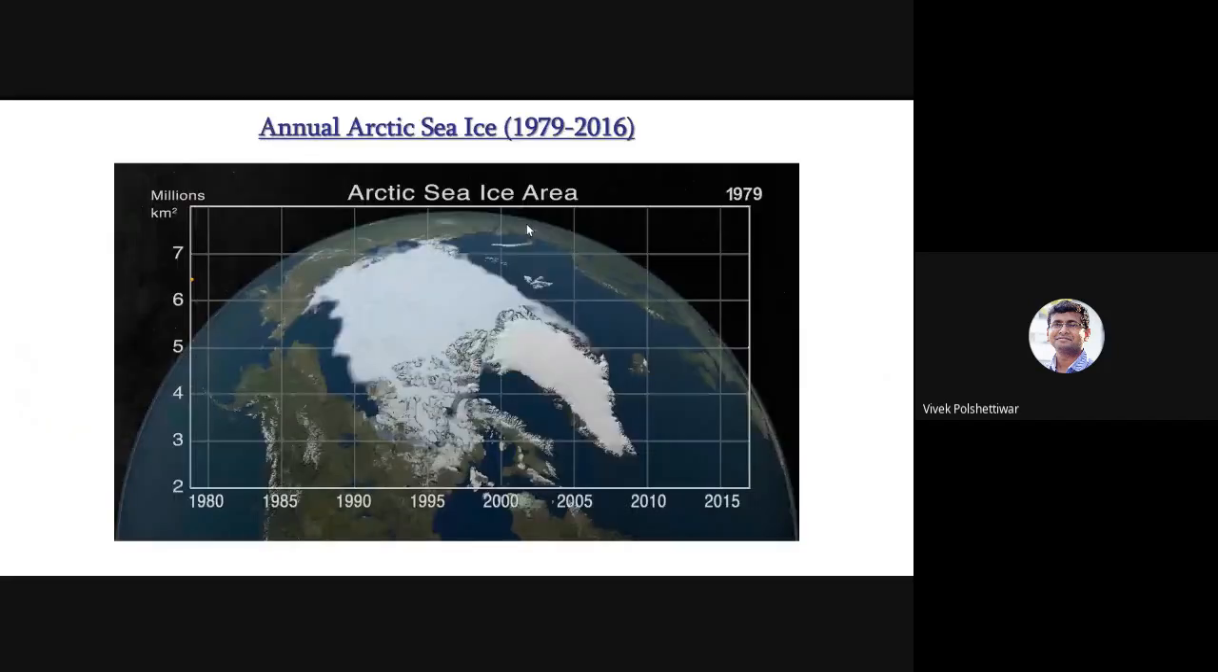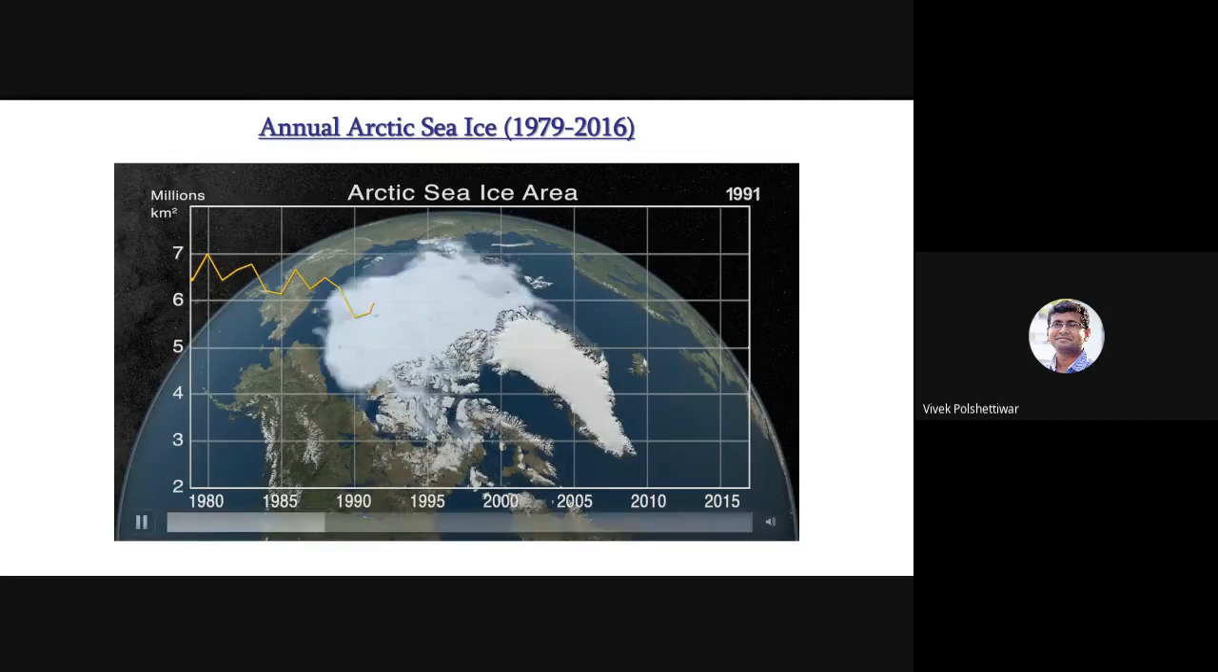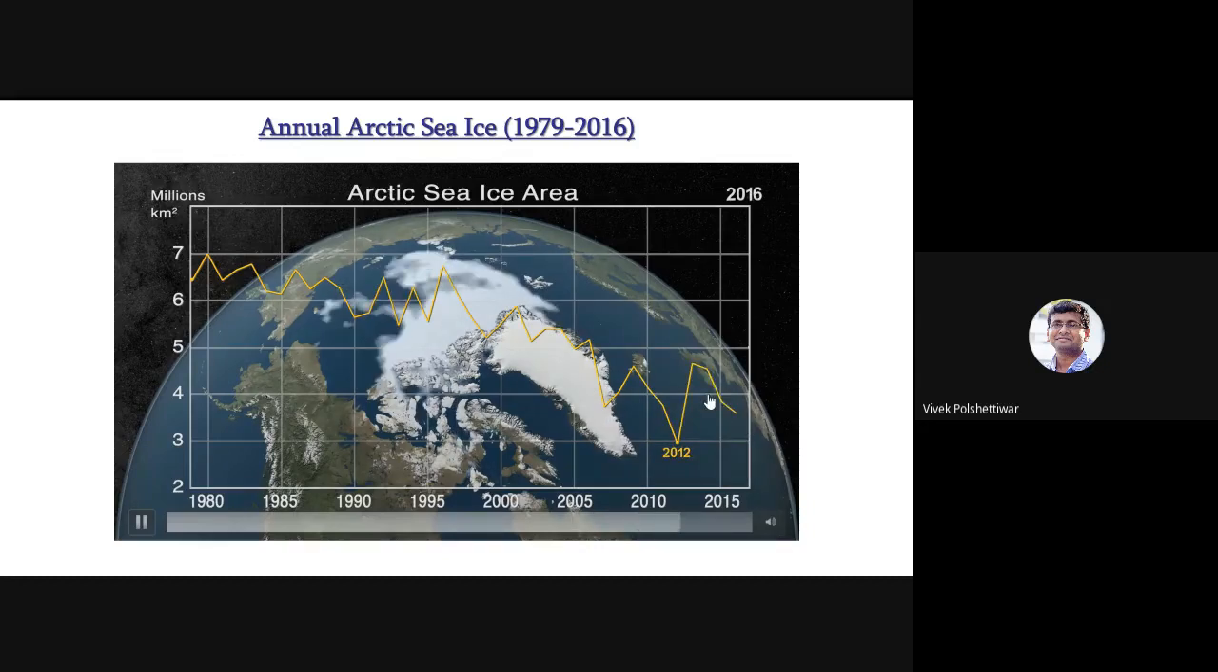This chart tells you how the Arctic Sea ice is melting, right? You look at the y-axis, the million kilometers. So in 1980, it was 7 million kilometers. Now you will see it's around 3.5 million kilometers in 2015. So 50% of the Arctic Sea ice is already melted.